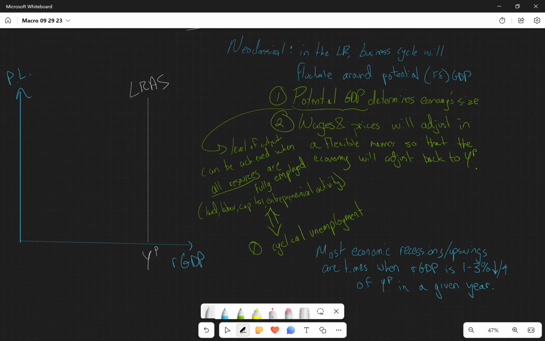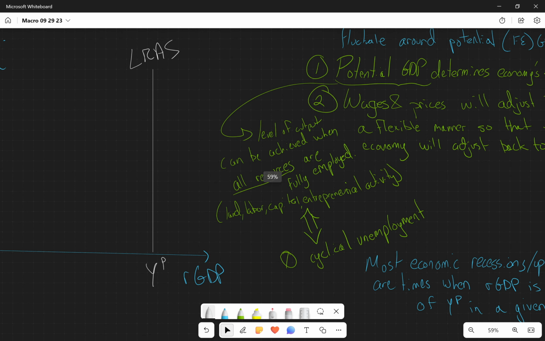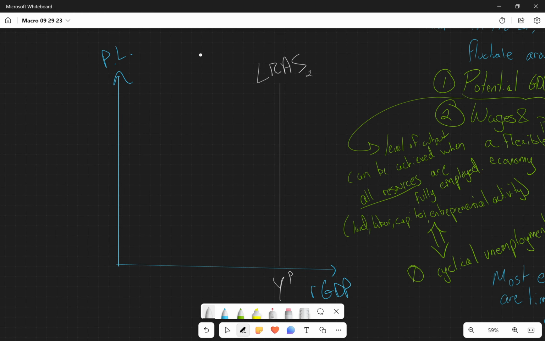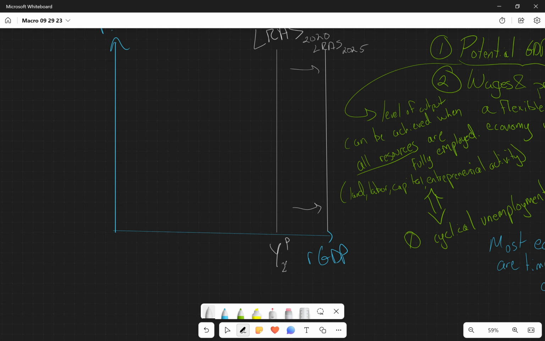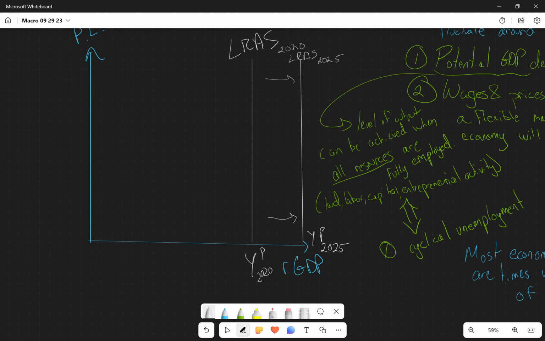Now, over time, we do find that this long-run aggregate supply curve, this might be the one for 2020, right? And then over time, this shifts to the right as there's more laborers, there's better human capital, there's more capital that's produced. So this would be the long-run aggregate supply curve of 2025. So over time, this thing shifts to the right, and this would end up being our YP of 2020, and then this would correspond to our YP of 2025. So productivity increases, capital accumulation increases, human capital accumulation increases, and as a result, this shifts to the right, and potential GDP expands.